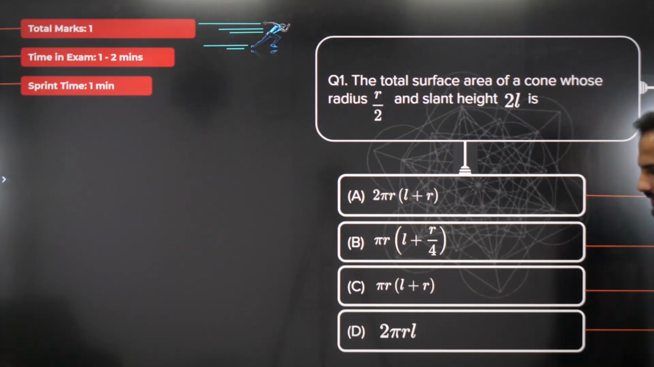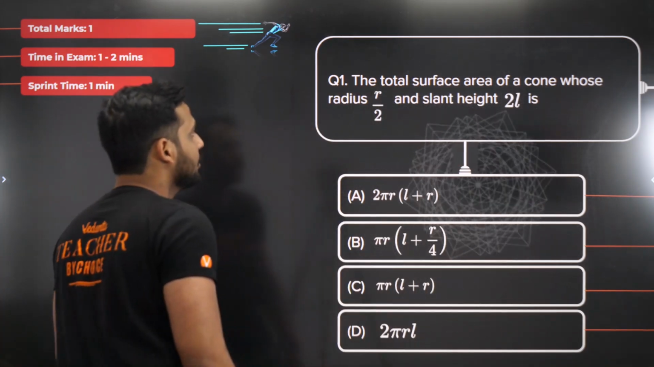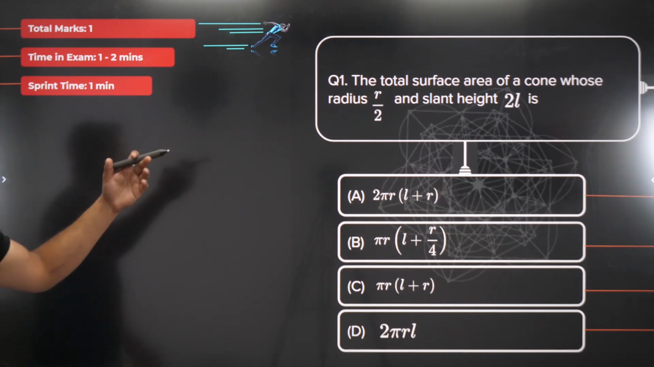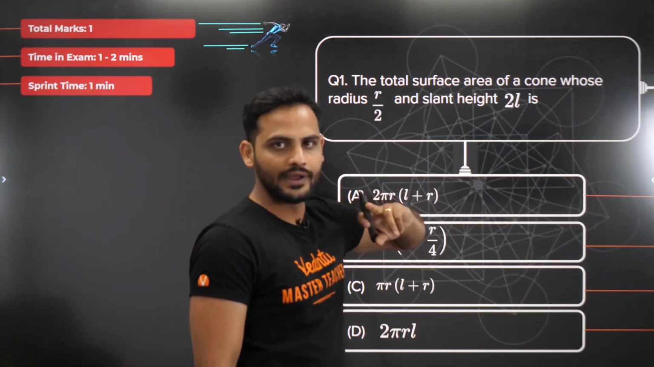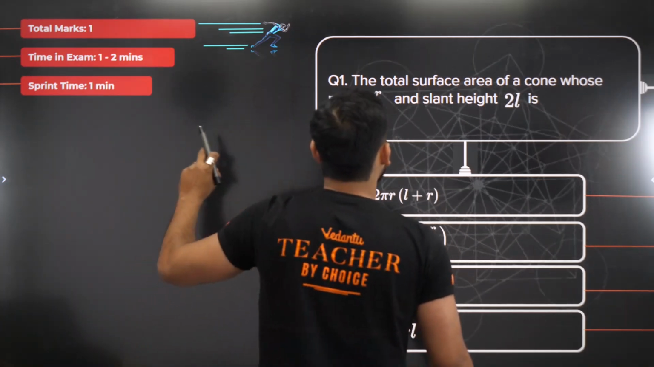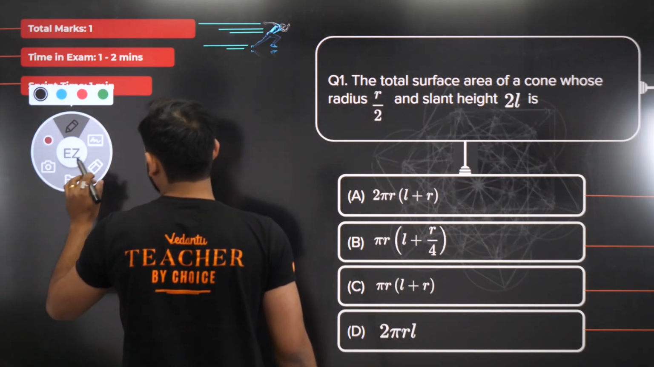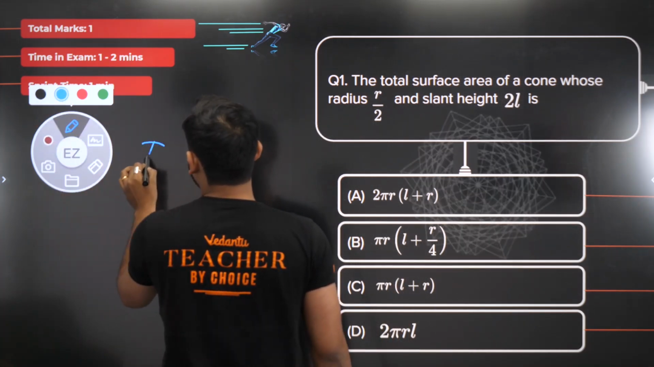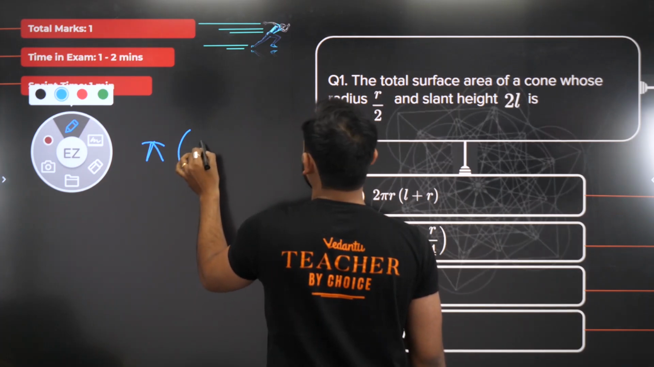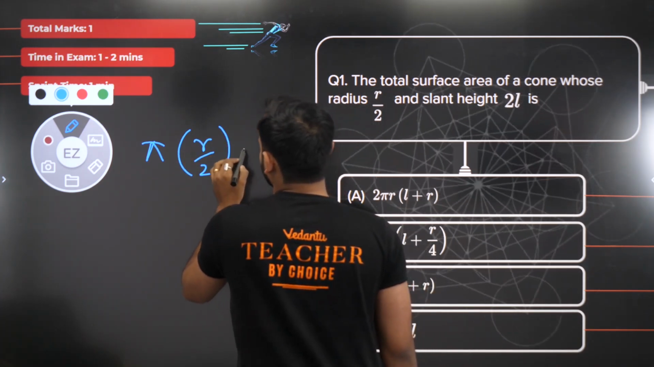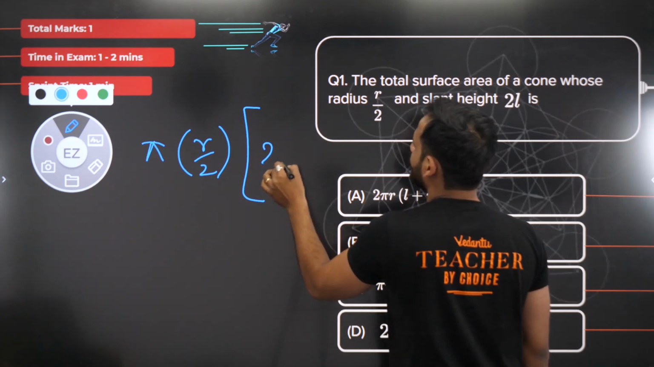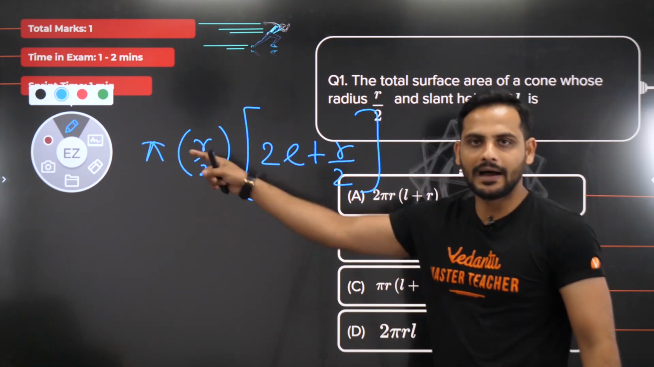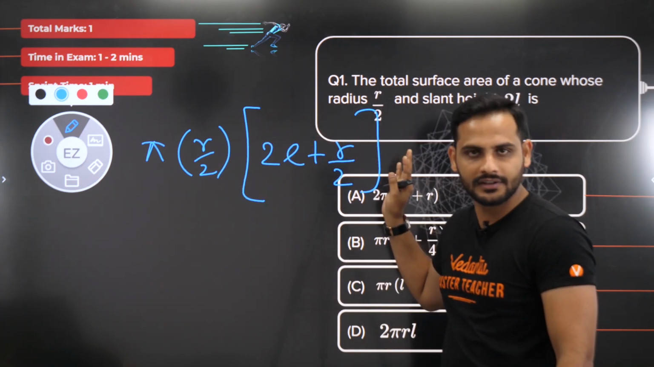So the first question we have is this: the total surface area of a cone whose radius is r by 2, where r is any variable, and slant height is 2l. We know the formula for the total surface area is pi into radius into slant height plus radius. So it is pi into r by 2 into (2l plus r by 2).